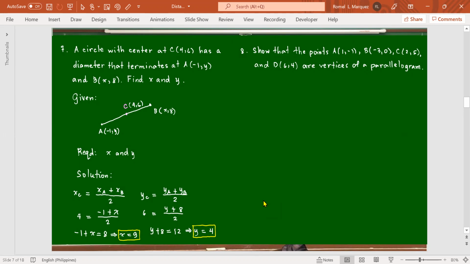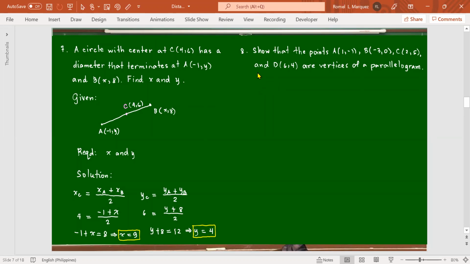So what about number 8? Number 8, guys. Anyone? Guys, show that the points A (1, -1), B (-3, 0), C (2, 5), and D (6, 4) are vertices of a parallelogram.